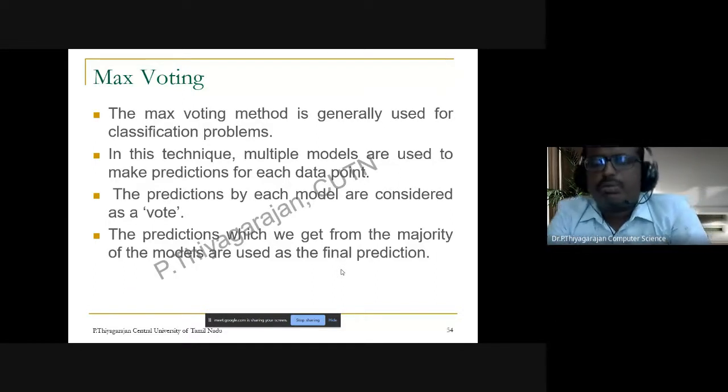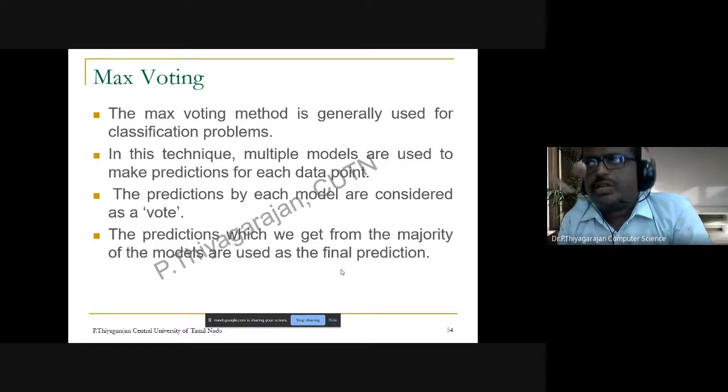In this technique, multiple models are used to make a prediction for each data point. The prediction by each model is considered a vote, and the prediction which you get from the majority of the models is used as the final prediction. Imagine that I have 3 classification algorithms working on the placement data. I want to know whether Thamare will get placed or not.